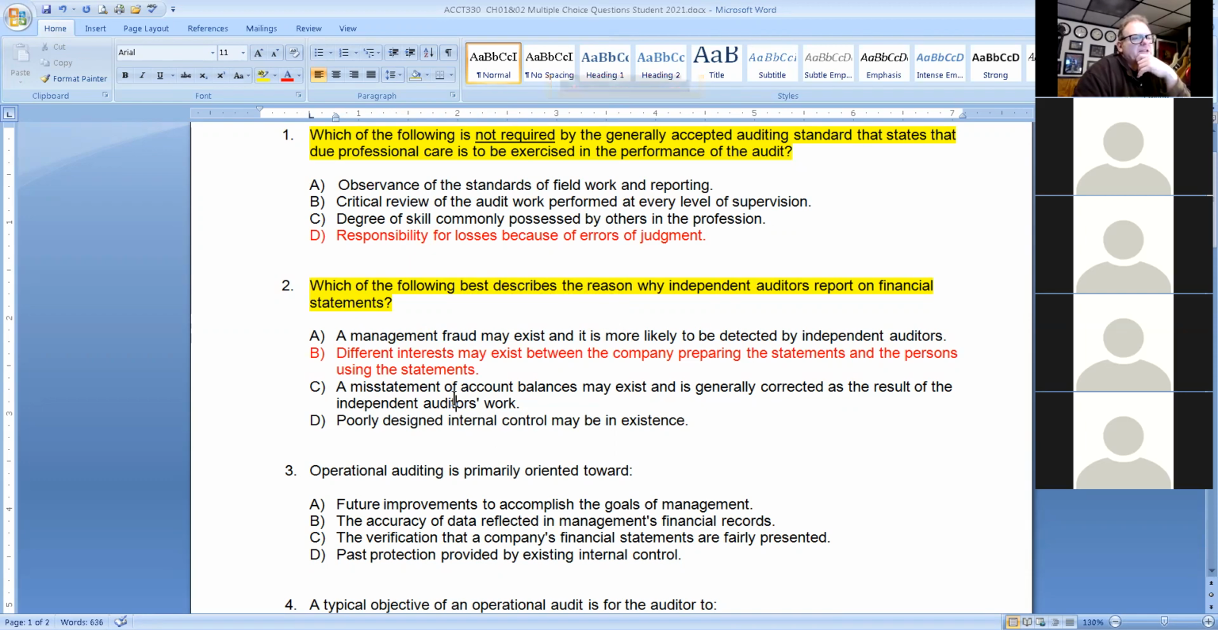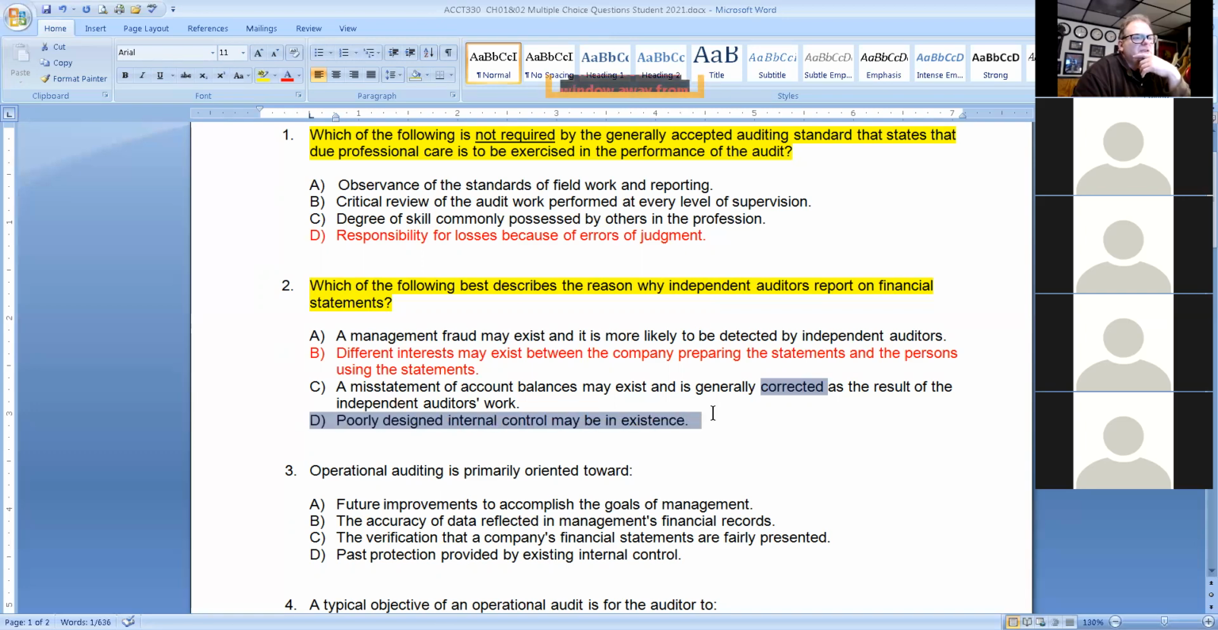The statement of accounts balance may exist and is generally corrected as a result of the independent auditor's work. There could be lots of misstatements in the balances. And generally, if there's a correction, it's only usually for a material misstatement. It doesn't say anything about materiality. You don't rely on the auditors to correct all of the misstatements in account balances, because they're only looking for things that are material.